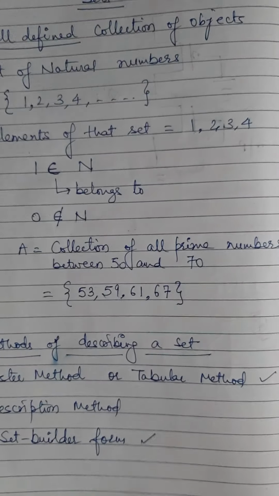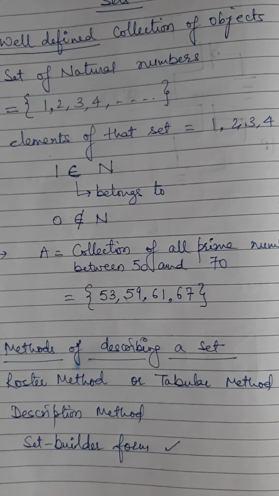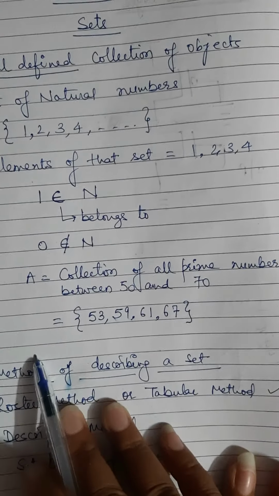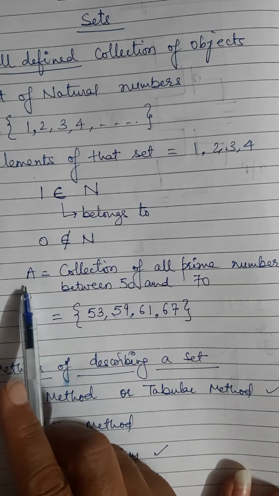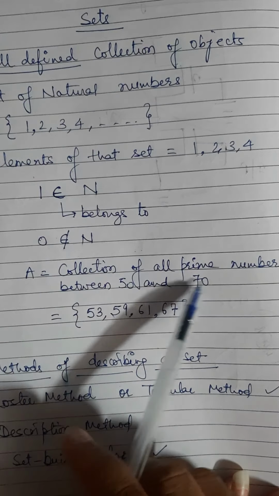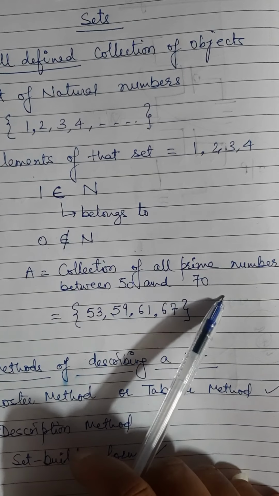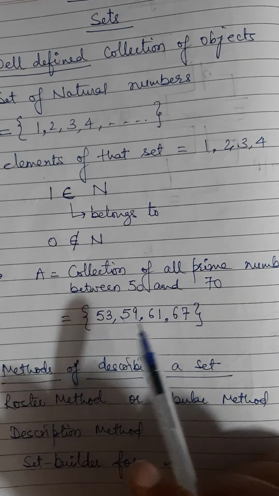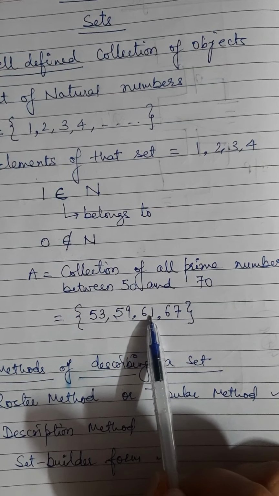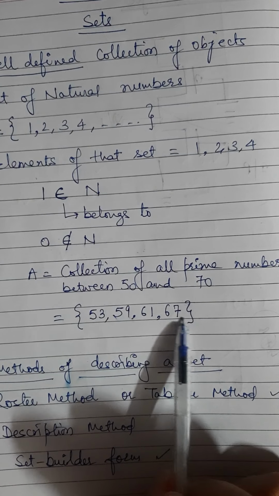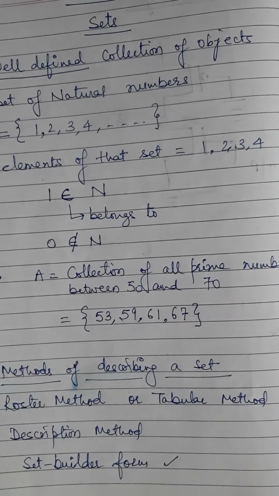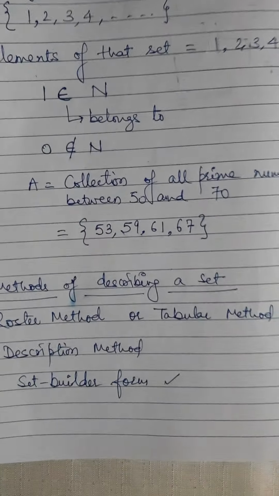Now for example, how we can write a set. If we have to write a set A, that is the collection of all prime numbers between 50 and 70, then it is given like 53, 59, 61 and 67. These all are prime numbers, so we have to write only prime numbers and not other numbers.